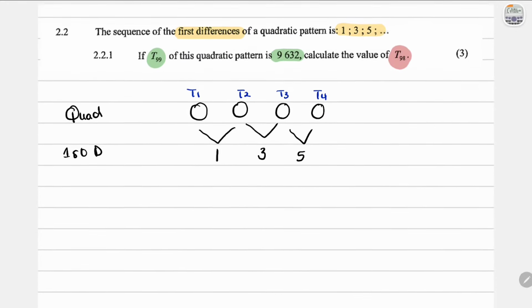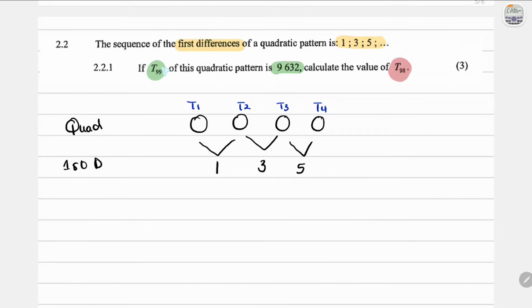That's how we have those. Okay, so here is what they're actually telling us. They told us that term 99 is 9632. We need to find the value of term 98.